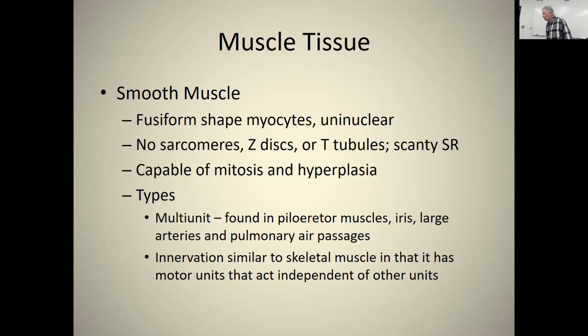There's two types of smooth muscle, what's called multi-unit. It's the rarer form found in piloerector muscles, which are the muscles that cause goose flesh, which is completely useless. In the iris, large arteries and pulmonary air passages. And they act like skeletal muscle. Not that they're voluntary, but they have motor units that act independent of other motor units. And every muscle cell is innervated by a branch of a motor neuron. That's not true for what's called single unit smooth muscle, which is the more common type.